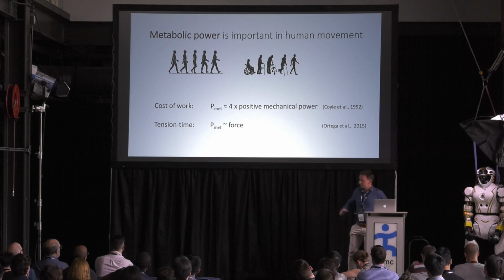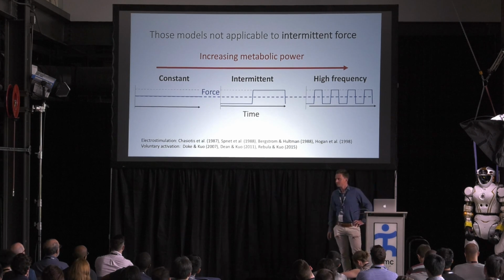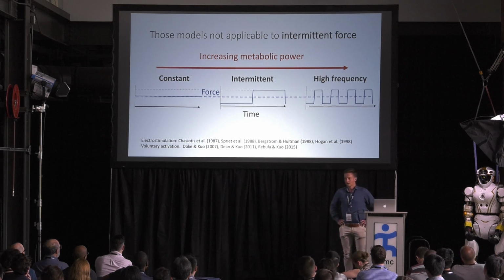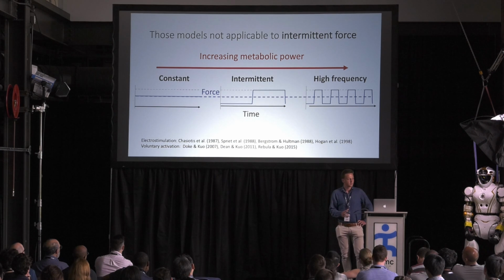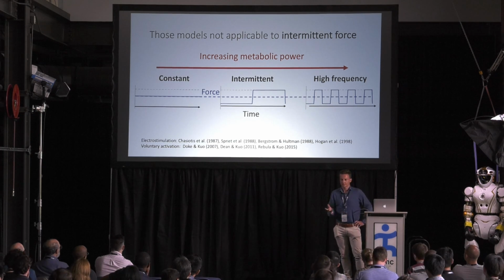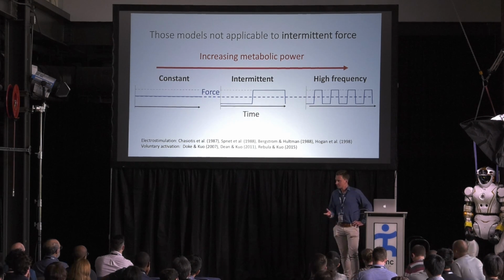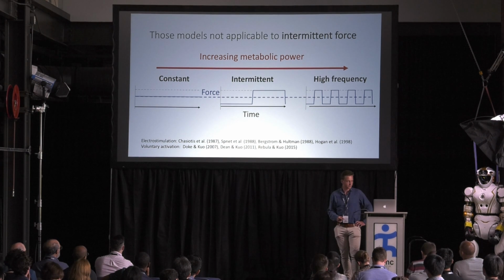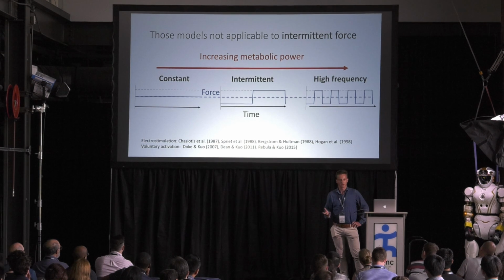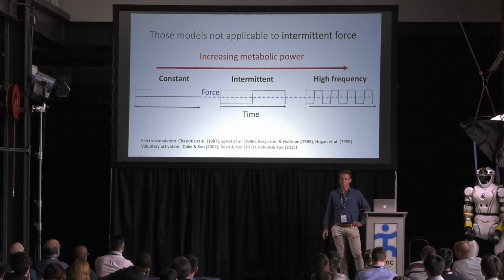We know that there's a cost of work and a cost of tension time, but these two costs don't seem to be able to accurately predict the cost associated with intermittent force. That is because studies have shown that intermittent force is more costly than constant force, even when the average is the same. And when the average is the same, the tension time does not predict a difference. But also when the contraction is isometric, the cost of work won't explain this difference. Also, higher frequency intermittent contractions have been shown to be more costly than lower frequency intermittent contractions.